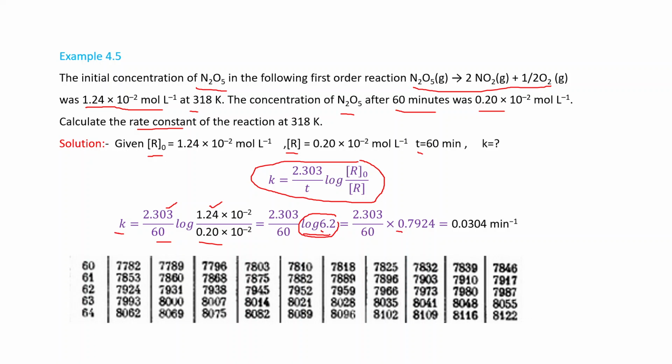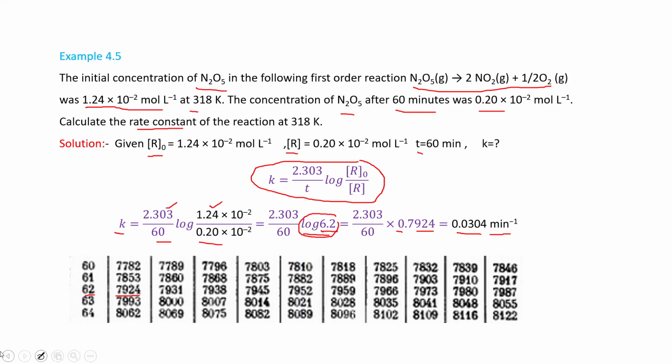Then you have to see the value of 62 in 0. See, this is 62 and this is 0. That is 7924. So put 0.7924. If we solve it, we will get this one. Okay. Don't forget to mention the unit.